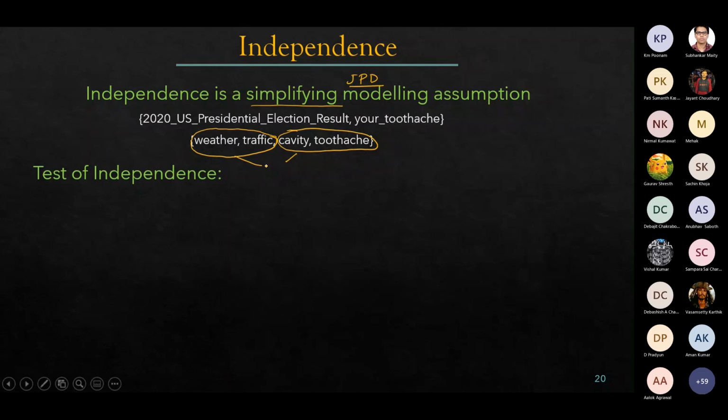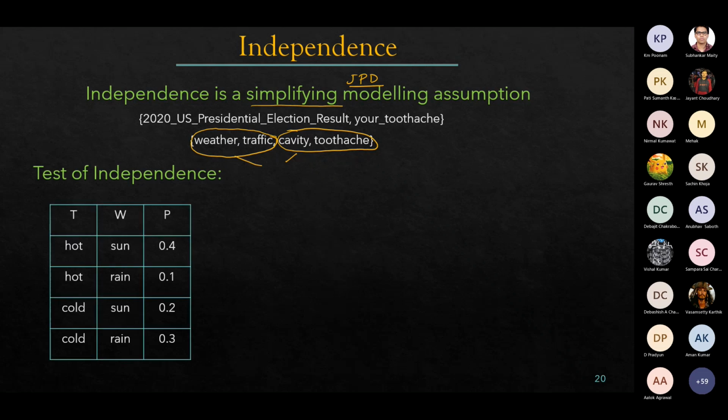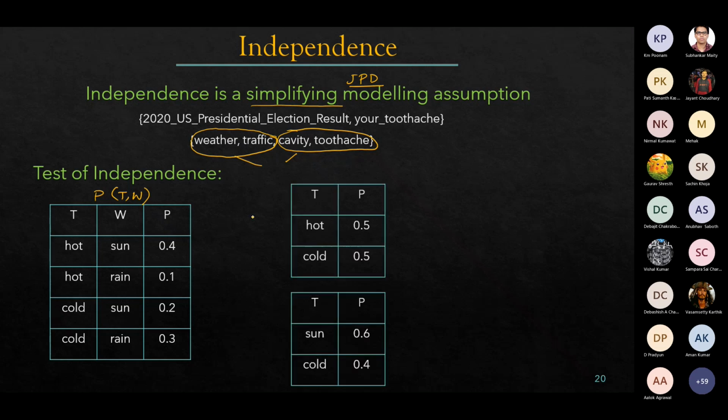Now, we need to have a very structured way to test whether two events or two random variables are independent or not. So let us see how we do that. So this is an example joint probability distribution of, say, P of temperature and weather. The temperature can take different values and the weather can take different values. And we have specified the probability for all possible worlds. And that gives us this joint probability distribution between T and W, right? Now, what we can do, we can marginalize this joint probability distribution to get the marginalized distribution. So here we are trying to compute probability T.